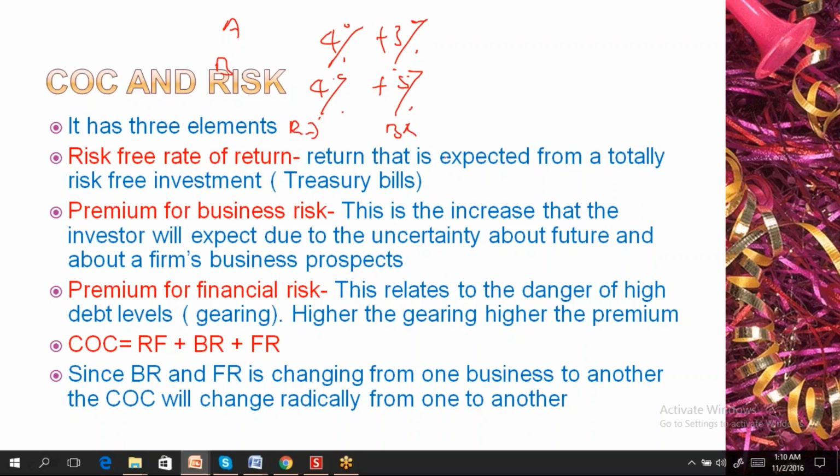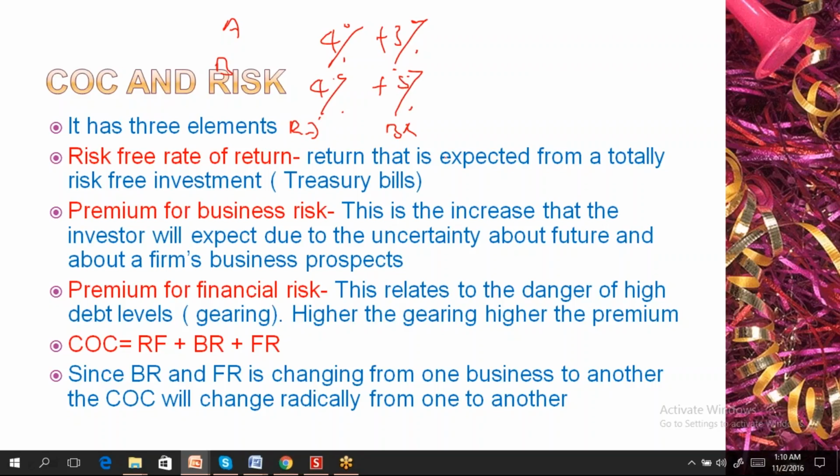Business risk is different in pharmaceutical compared to tourism, and tourism is high risk, so you will expect a higher return. Now the next one is what we call financial risk. So what is financial risk?